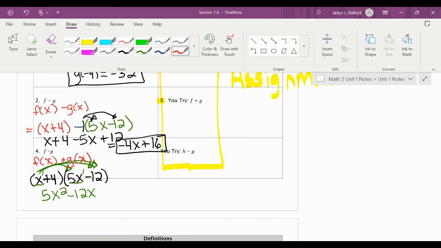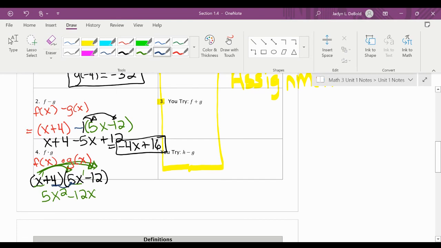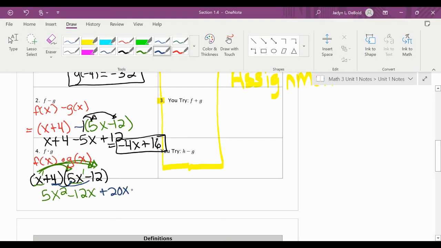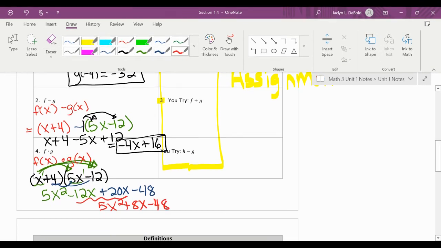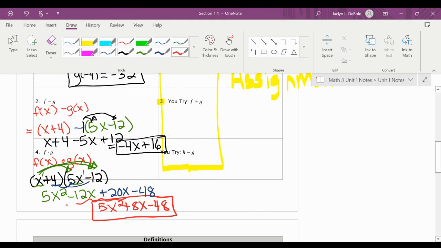And then I've got to distribute that second term. So I'm going to distribute my positive 4. So I would get 20x minus 48. And then just combine my like terms. So we get 5x squared plus 8x minus 48. And this would be your final answer. This is what f minus g equals.